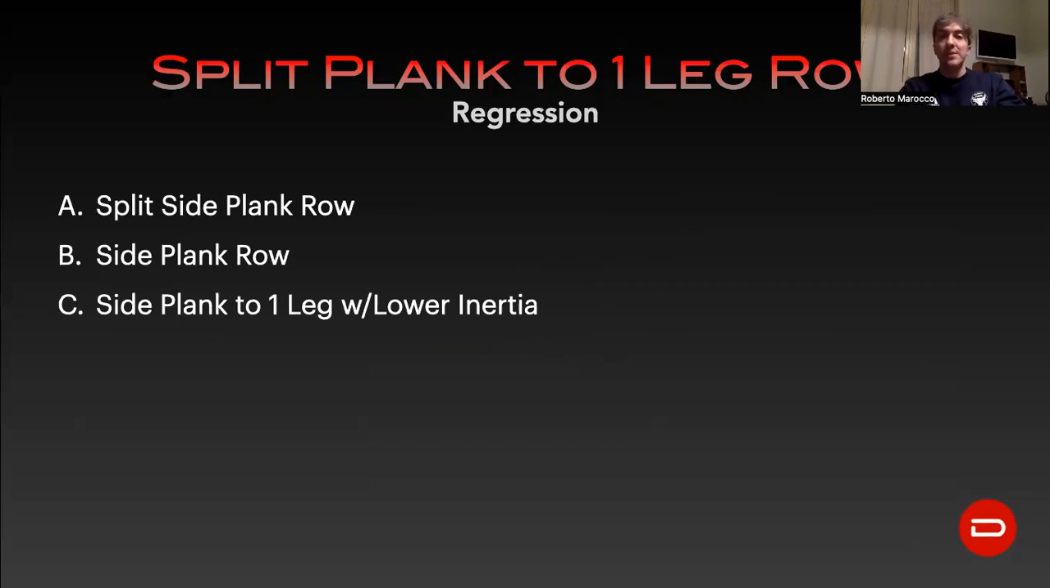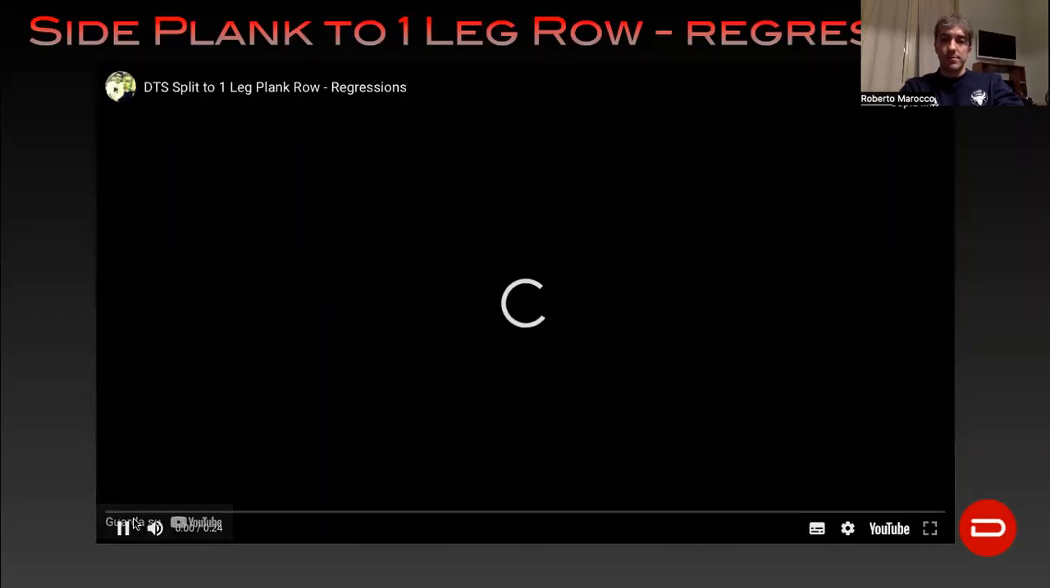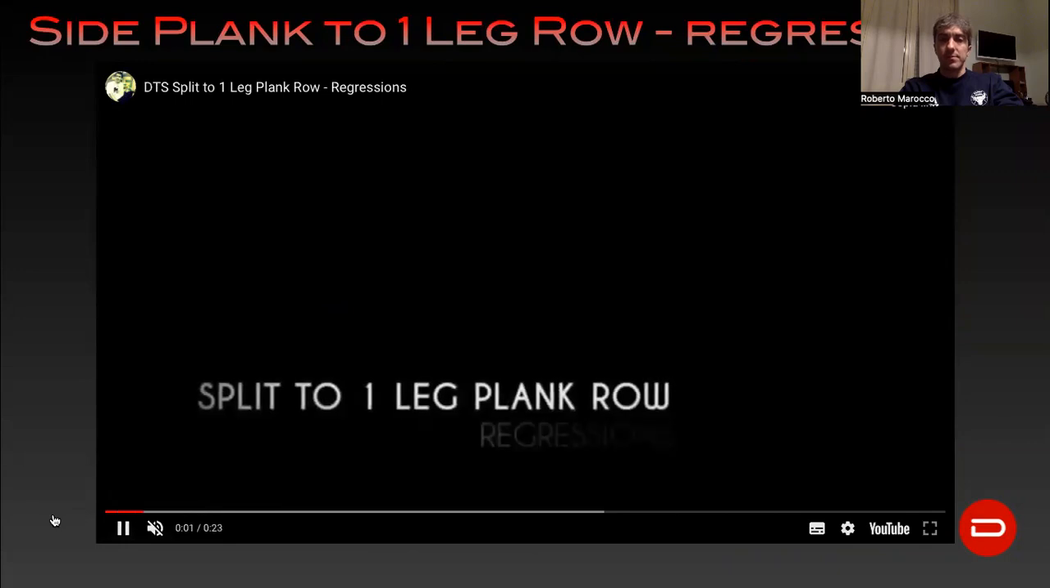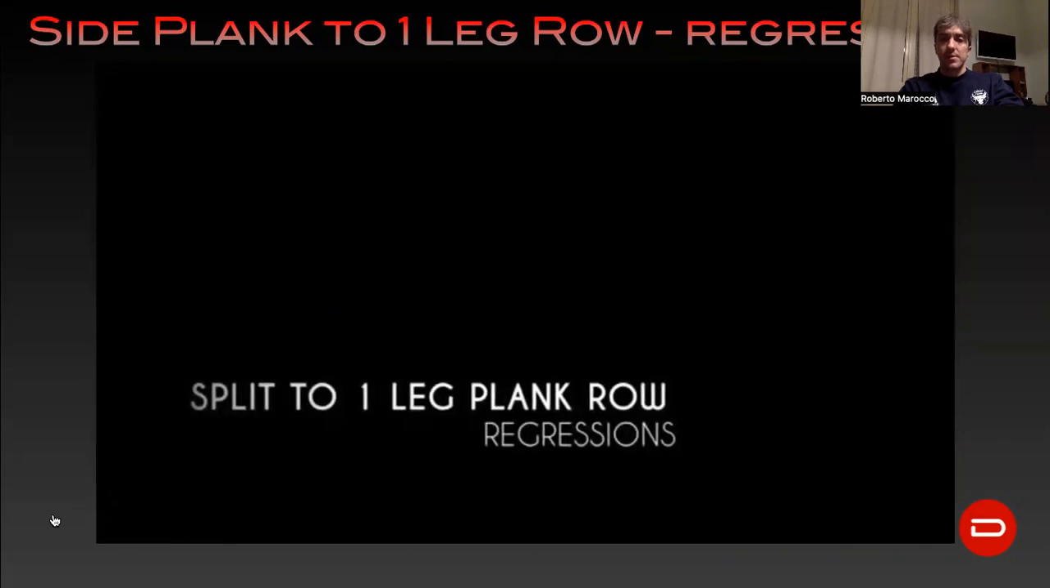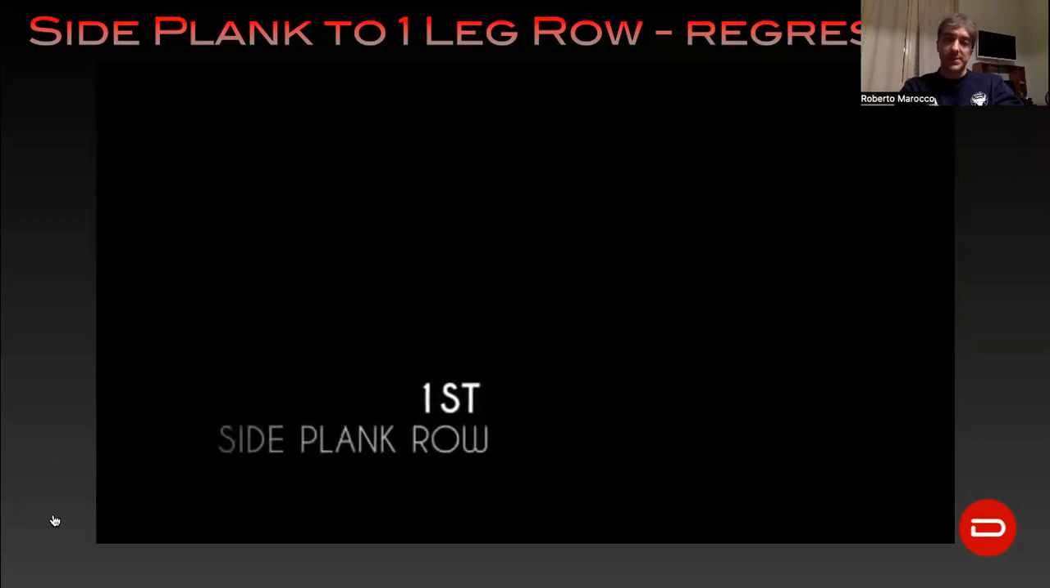Okay, if it's too hard, let's do a step backward. Split side plank row, side plank row. Here we see. These are the 2 regressions for this exercise.